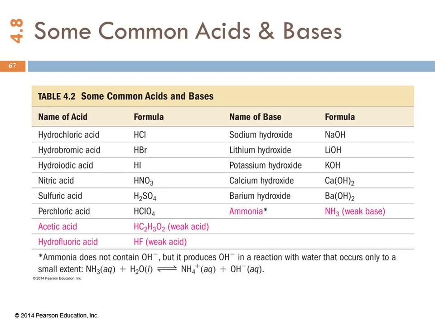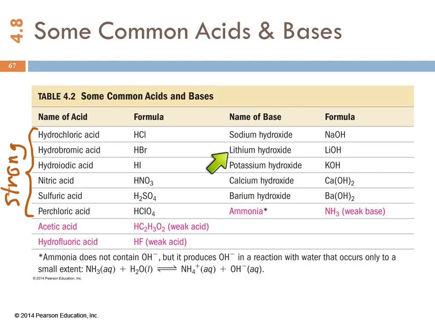Here's some common acids and bases. We've encountered many of these in our study of nomenclature. This is where we get our list. Okay, hydrochloric, hydrobromic, hydroiodic, nitric, sulfuric, perchloric. These are the strong acids. Acetic acid and hydrofluoric acid are also pretty common. Those are weak acids. Any acid not in the list is a weak acid.